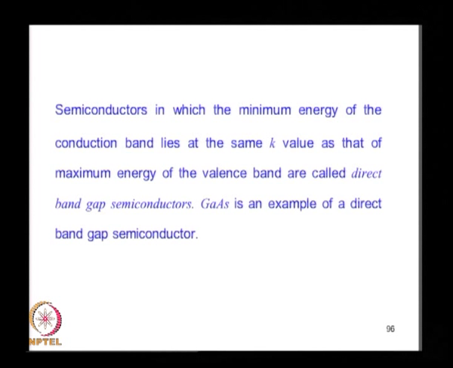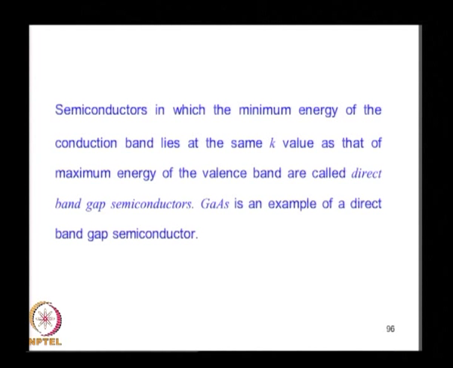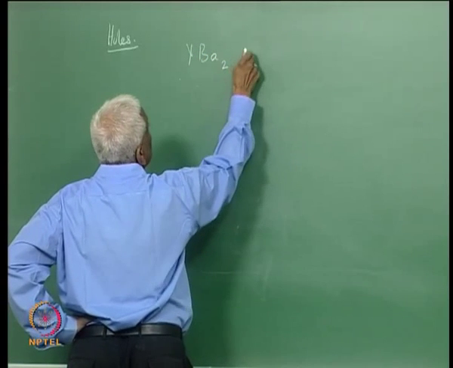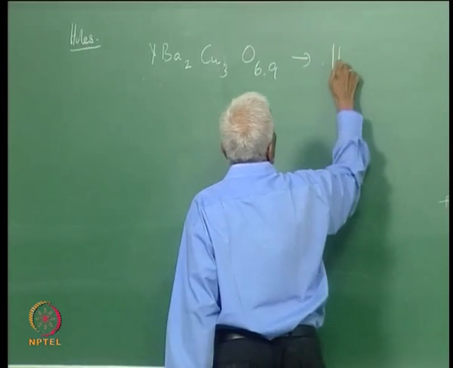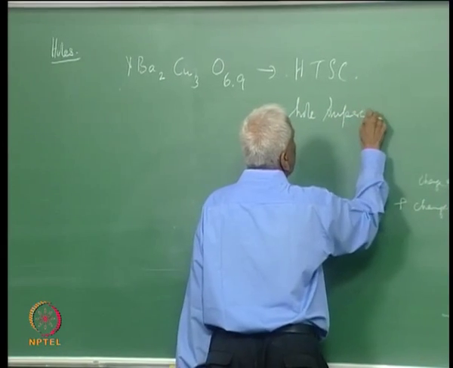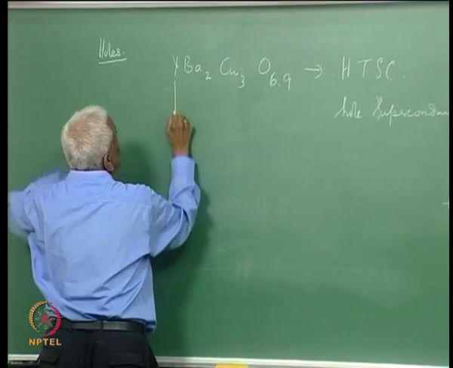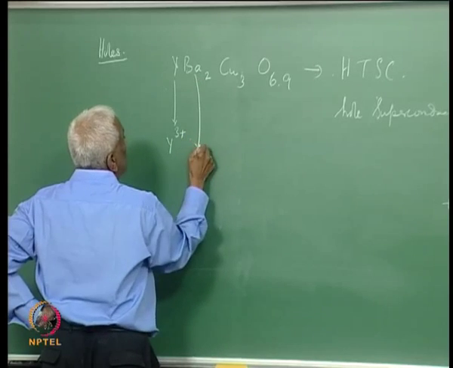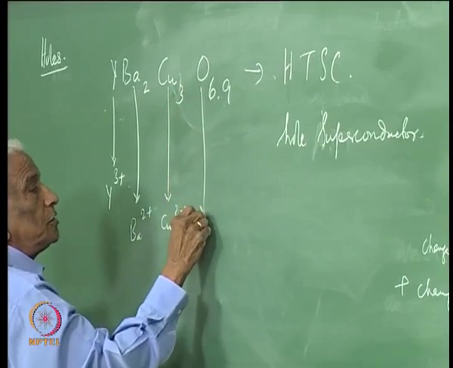Now, having considered holes, we can briefly revert back to what we discussed in connection with the high temperature superconductors. You may recall that we have a high temperature superconductor such as YBa2Cu3O6.9. That is a high temperature superconductor which we called a hole superconductor. We can now understand why it is called this, considering the valency. Yttrium is 3 plus, barium is 2 plus, copper is also 2 plus, and oxygen is 2 minus.